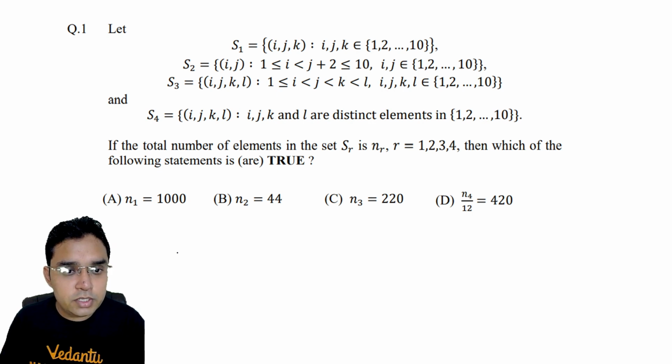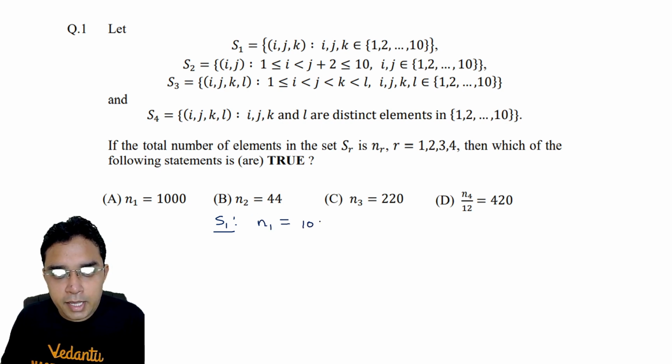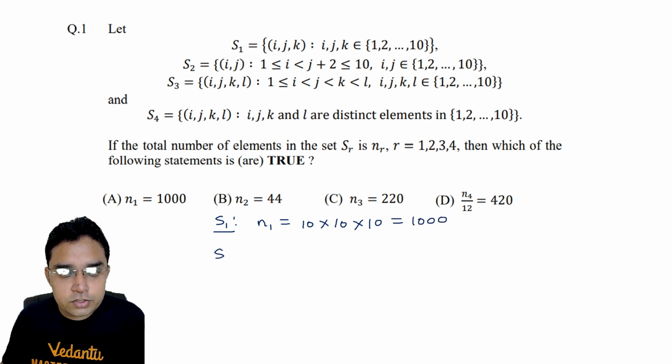Okay, now to solve this question, I think this first part S1 is direct, because here every element i, j or k can be chosen from the set 1 to 10 in 10 ways. So here n1 will be directly 10 into 10 into 10, that is 1000. Okay, now coming to S2.